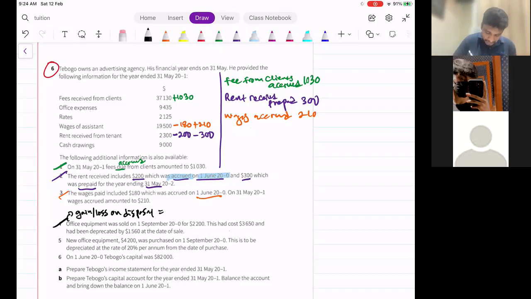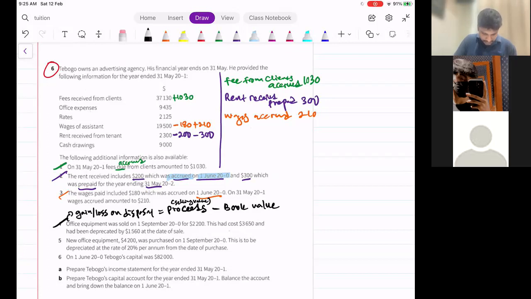I tell you the formula. The formula is proceeds minus book value. If you get a positive answer, that's your gain. If you get a negative answer, that's your loss. So now, do you know what is proceeds? No, sir. Proceeds means selling value. So how much is the selling value of the office equipment? You sell for what price?